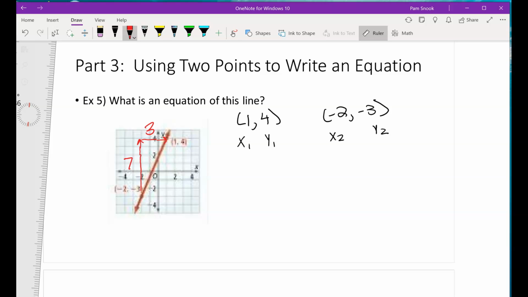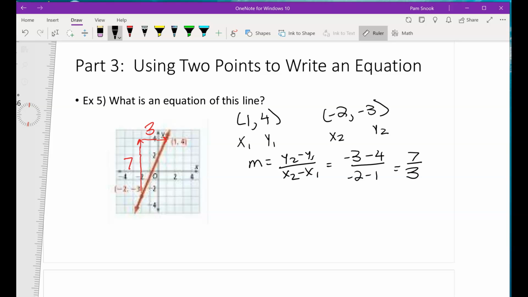Okay, so that's one way to do it. The other way is to use the formula. Slope equals -3 minus 4 over -2 minus 1. I get 7 over 3. So either way, I'm going to get 7 over 3.